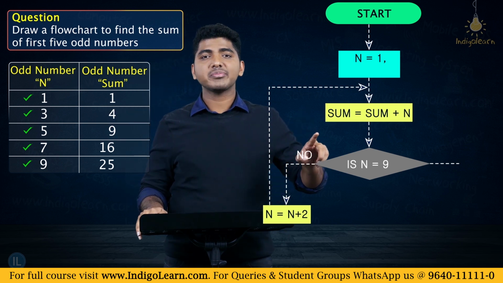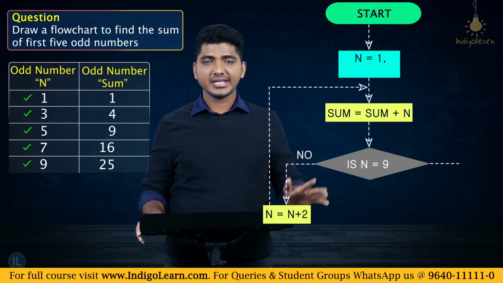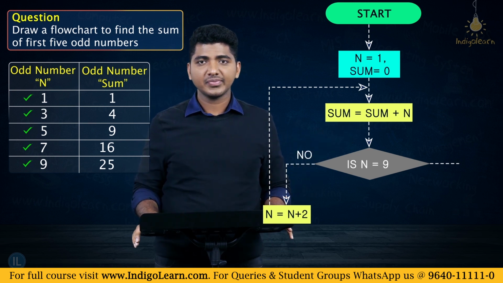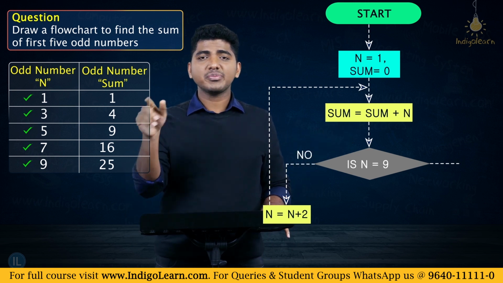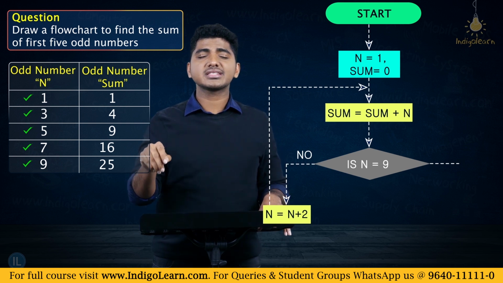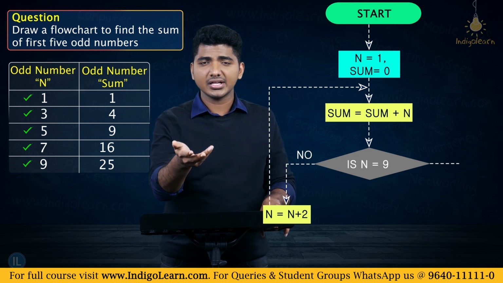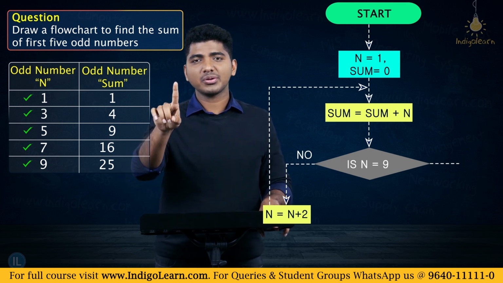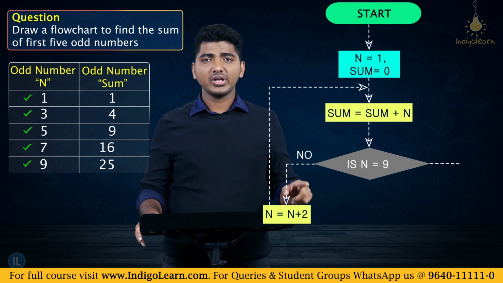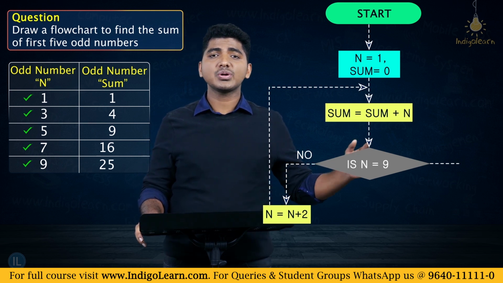But when you came to this, sum is equal to sum plus n. So sum became 1. Next, in the diamond shape, you ask a decision-making question: is n greater than 9? No. As of now, n is nothing but 1. So what will you do? If the answer is false, you will do n is equal to n plus 2.